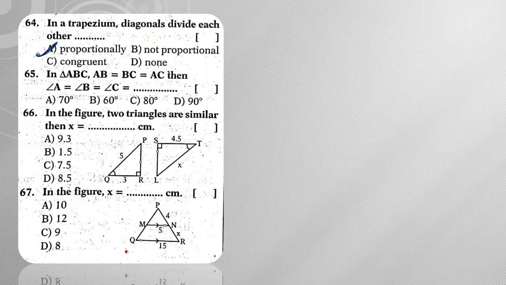Next, if all sides are equal and all angles are equal, then such a triangle is called an equilateral triangle. Then each angle will be 60 degrees. Next, in the figure, two triangles are similar, then x is equal to.